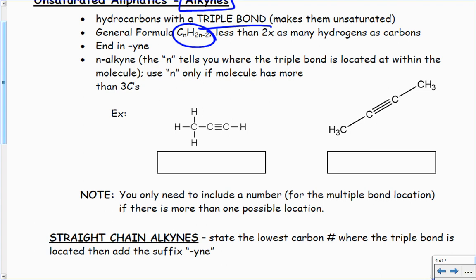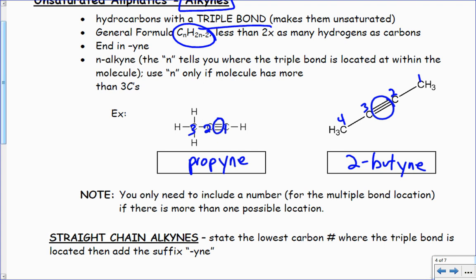So in this particular case, I'm going to start 1, 2, 3. I have a triple bond. 3 carbons is a prop. Triple bond is an -yne. It's on the first carbon, so I don't have to tell you: propyne. Okay. 1, 2, 3, 4. 4 carbons is a but. I have an -yne triple bond. I need to tell you where, and that's 2-butyne.